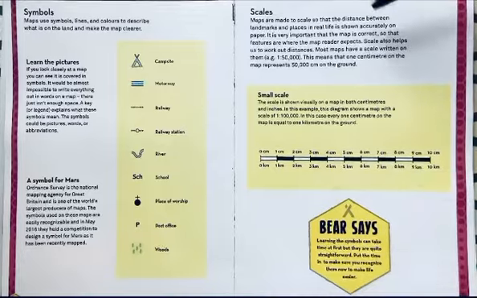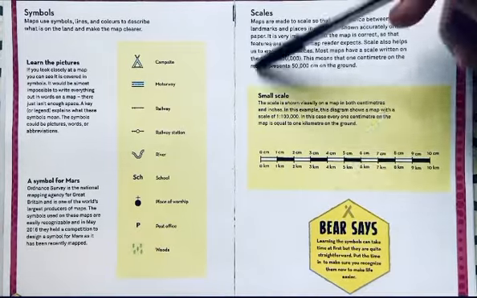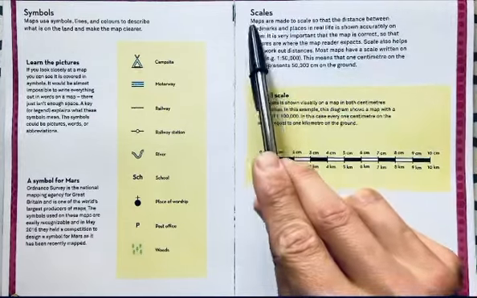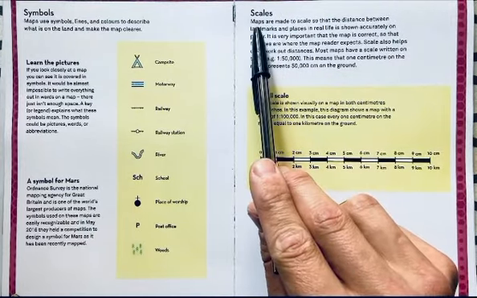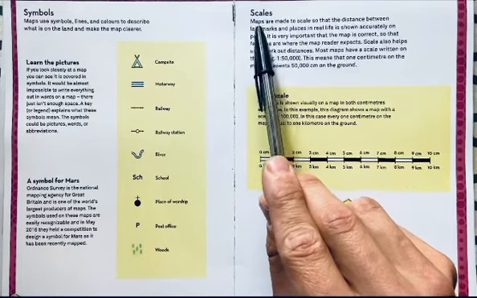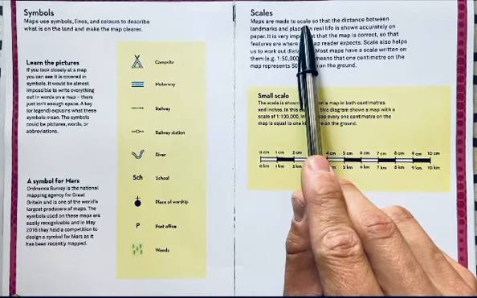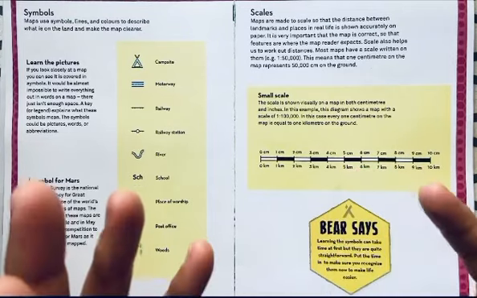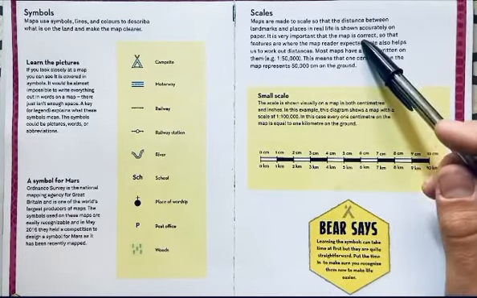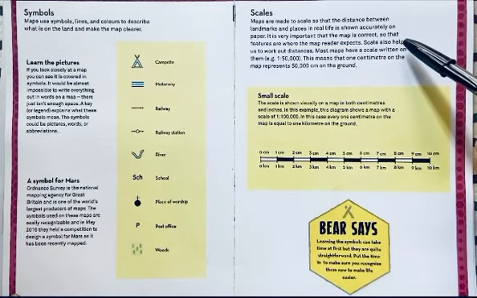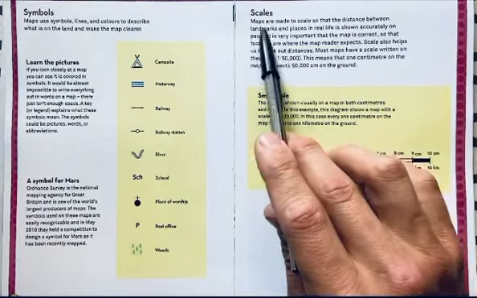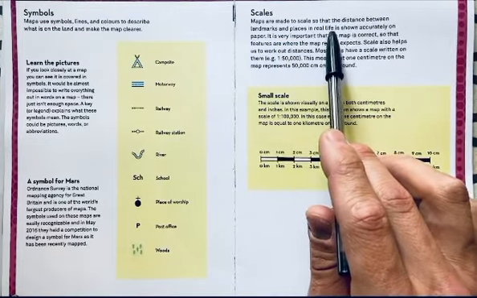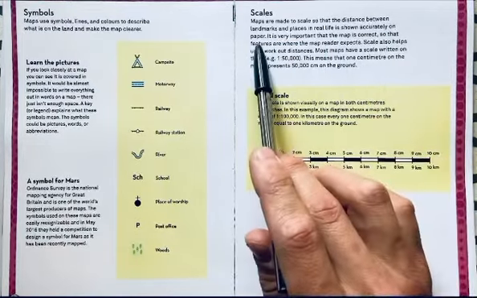Now let's go over to scales. I'll read this a little bit more in detail. Scales are always on maps. Maps are made to scale, which means that a map is very small in comparison to the real life nature of a landscape. Maps are made to scale so that the distance between landmarks and places in real life is shown accurately on paper.